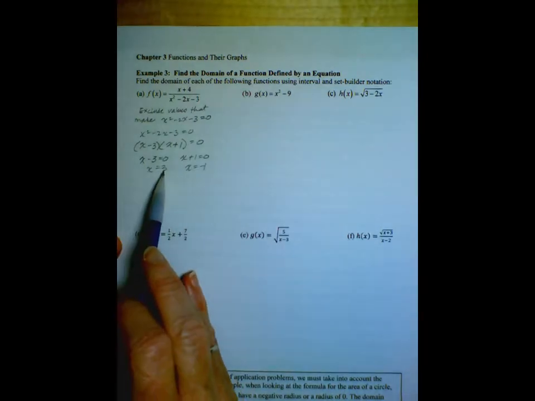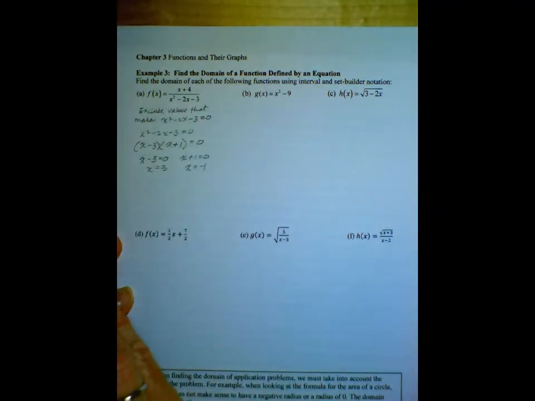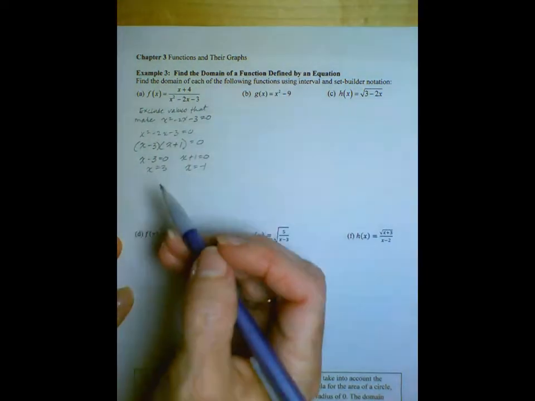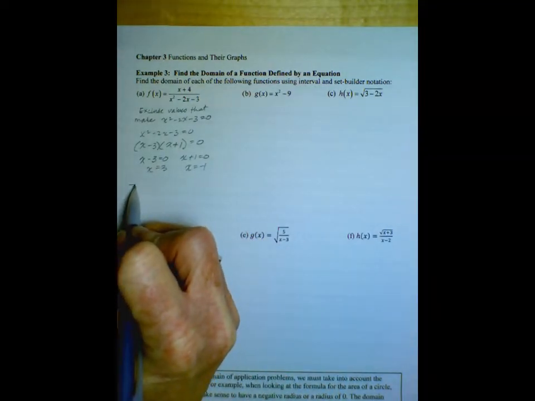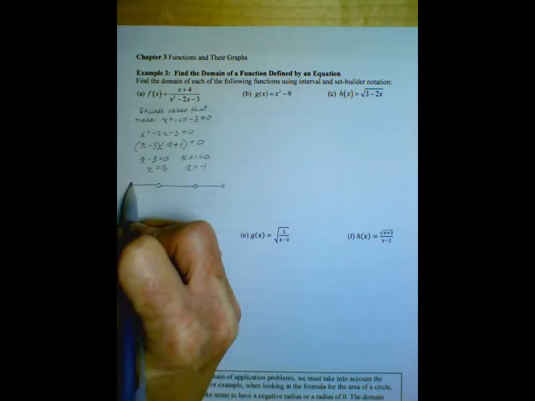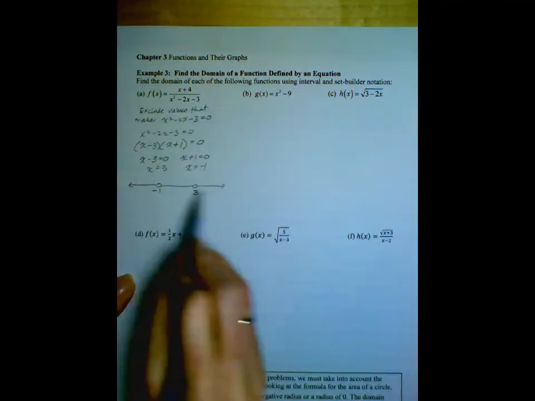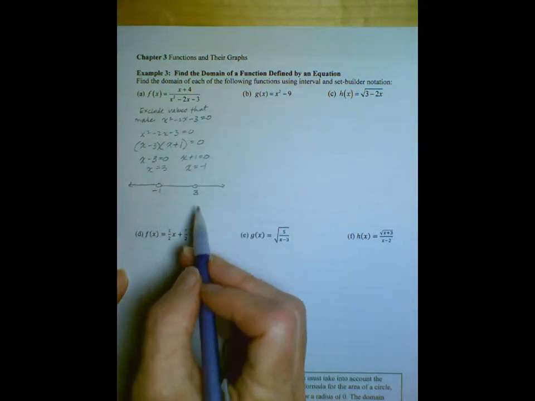Now, this is telling us all real numbers except negative 1 and 3. We need to write that in interval notation and set builder notation. It might help for interval notation to think about the number line. What we're saying is there are 2 points on this number line that cannot be included, negative 1 and 3, but all other numbers on the number line may be included. So from this, let's look at interval notation.